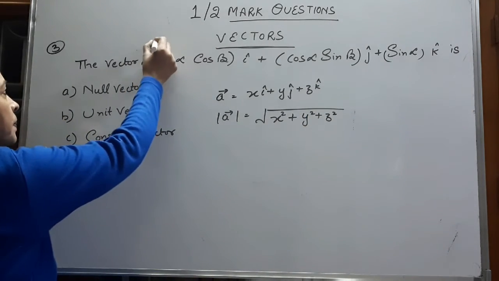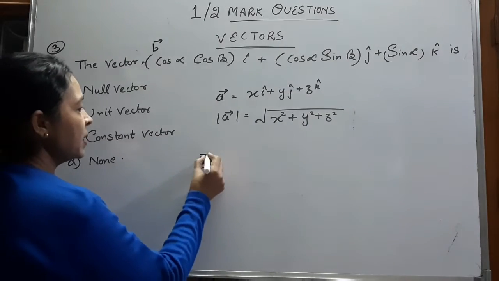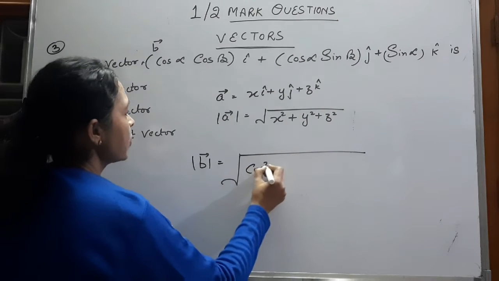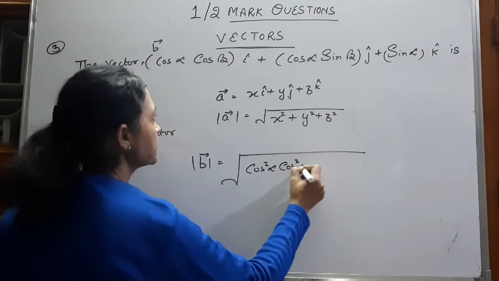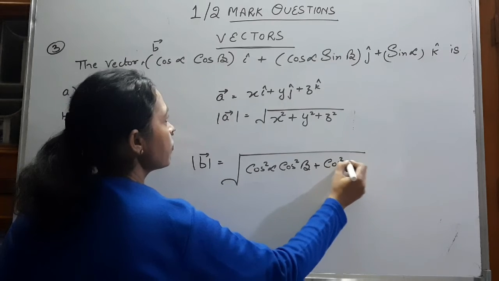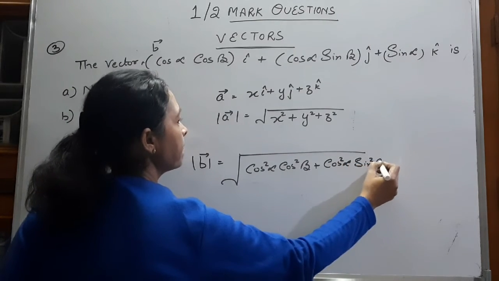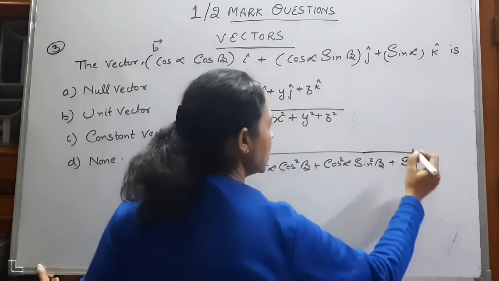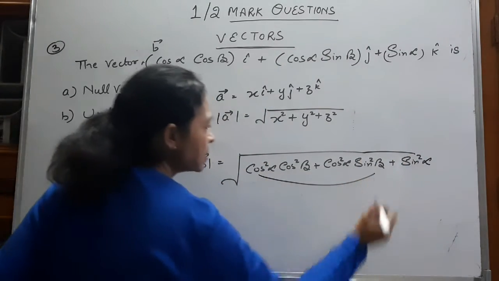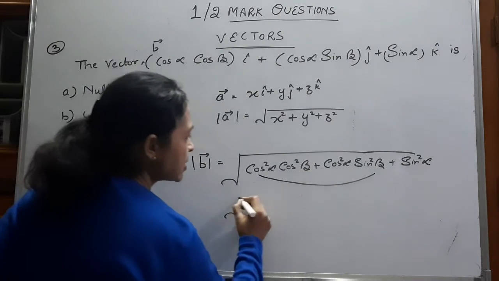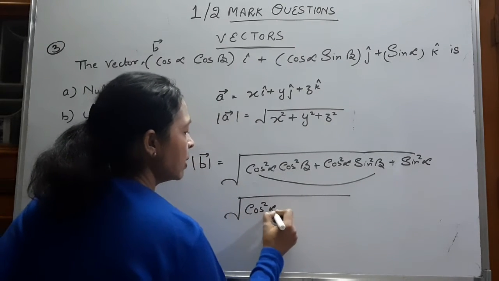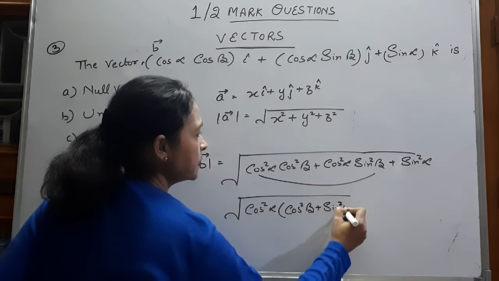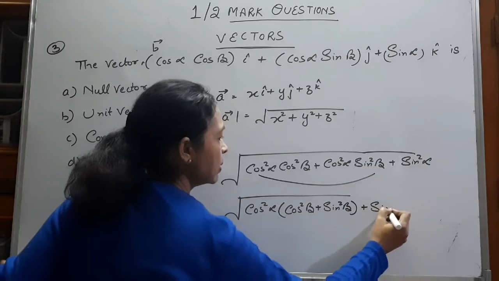Let this is vector B. What will be the magnitude of vector B? It is cos square alpha cos square beta plus cos square alpha sin square beta plus sin square alpha whole under root. Now take these two terms. What is common? Cos square alpha is common. Cos square alpha, what is left, cos square beta plus sin square beta, plus sin square alpha.